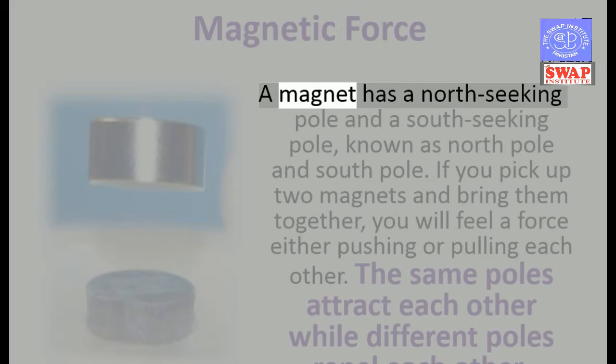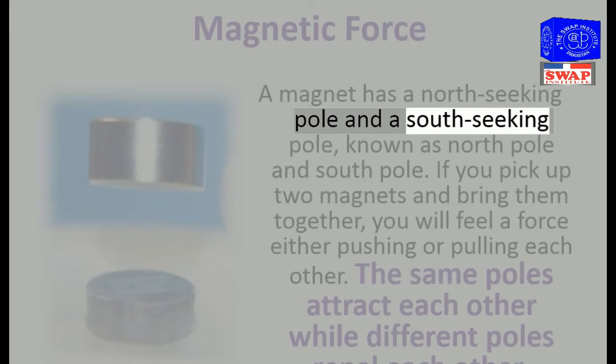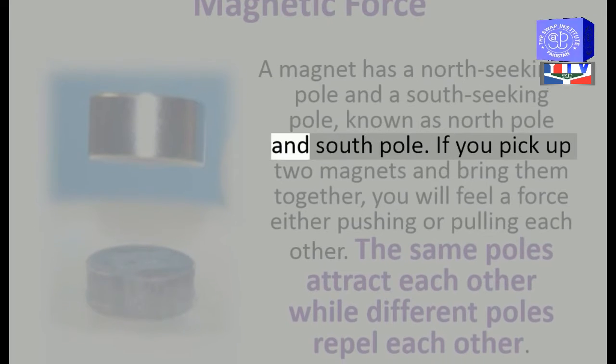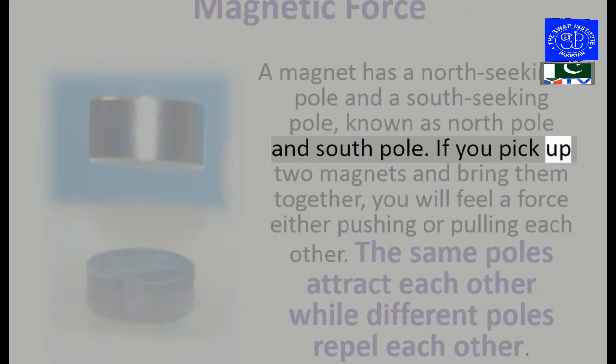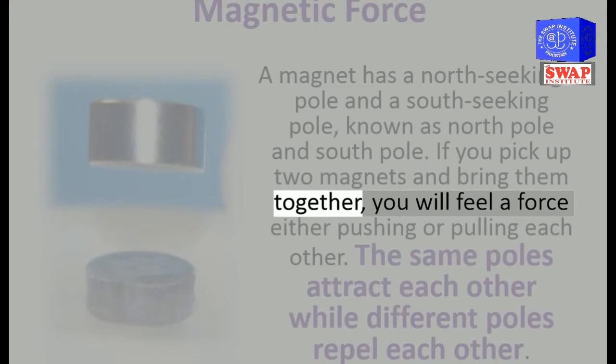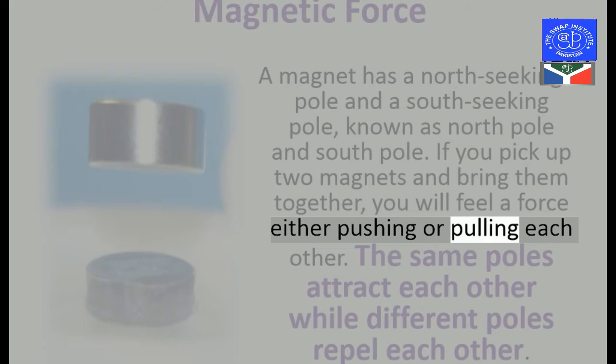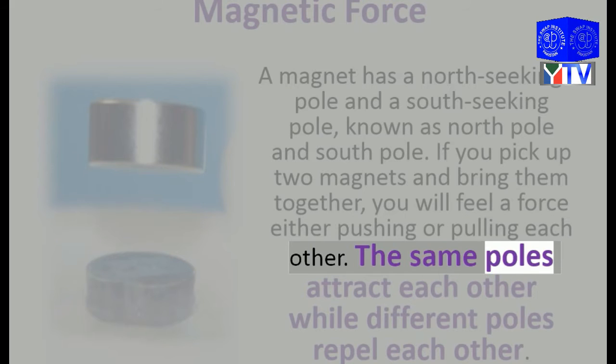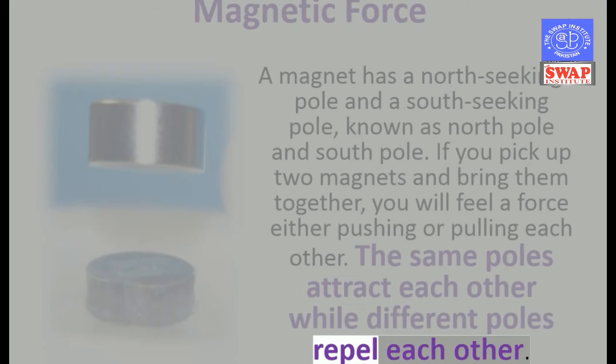Magnetic force. A magnet has a north-seeking pole and a south-seeking pole, known as North Pole and South Pole. If you pick up two magnets and bring them together, you will feel a force either pushing or pulling each other. Different poles attract each other while the same poles repel each other.